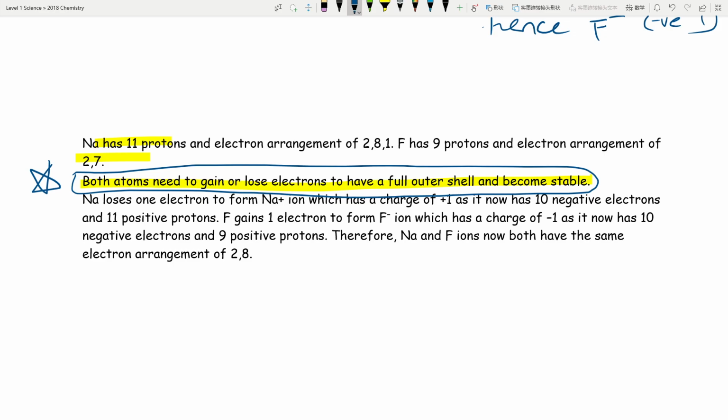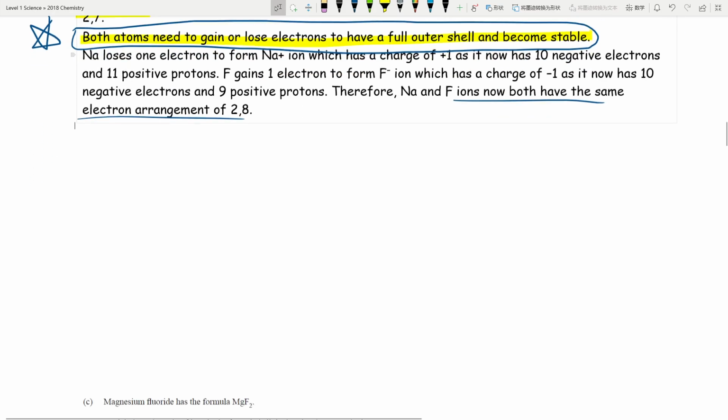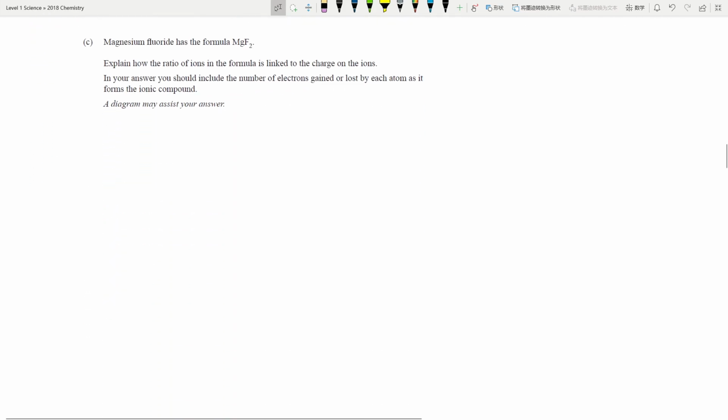When they say ion formation, chuck that sentence in: they need to gain or lose electrons to have a full outer shell to become stable. Write it in. Then the rest are already covered. They have the same electron arrangement of 2, 8, but they have different numbers of protons and the charges are different. Very straightforward. Next one, magnesium fluoride has a formula of MgF2.